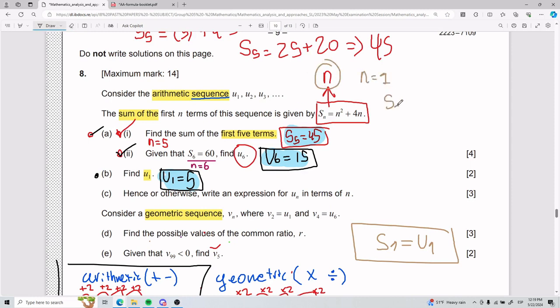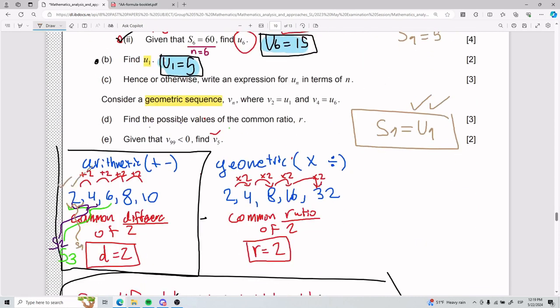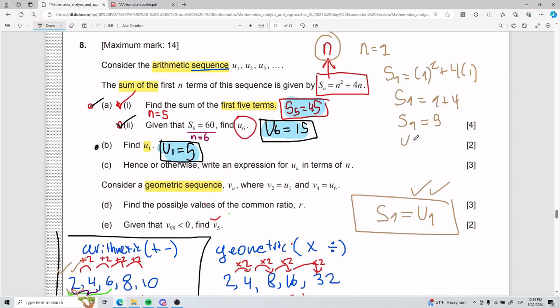You end up with S of 1 equals 1 squared plus 4 times 1, right? And so S of 1 equals 1 plus 4, S of 1 equals 5. And you know that S of 1 equals u1 by logic, right? So here you can say that, because S of 1 equals 5, then u1 also equals 5. This is another way to do part B, okay? I'm just giving you all the tools you need. Might as well show you all the options. Why not, right?